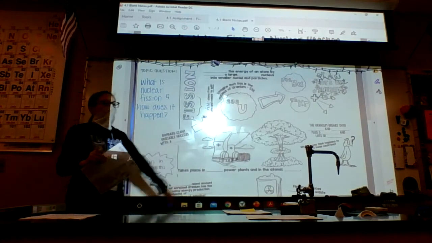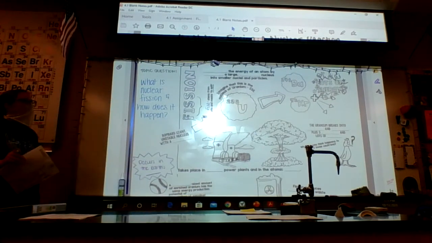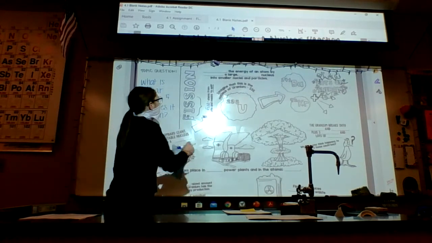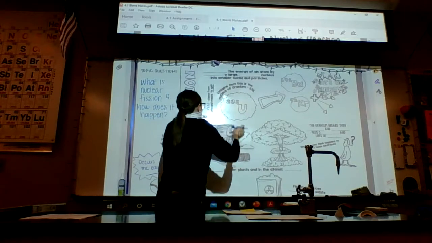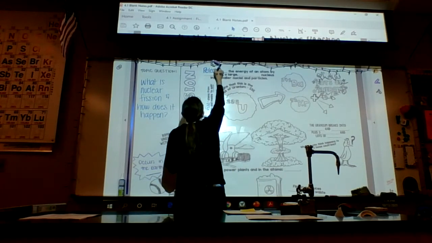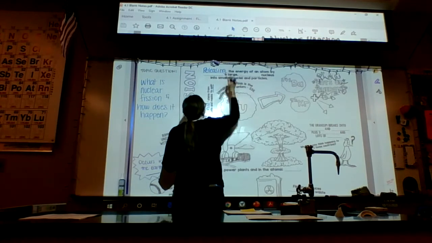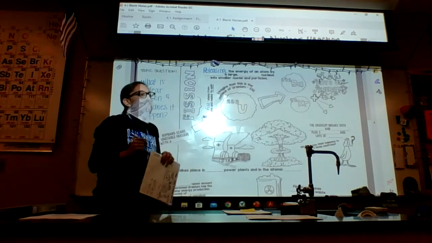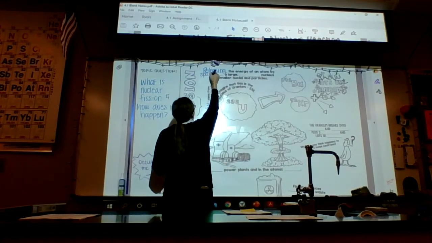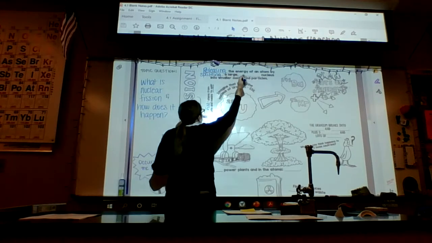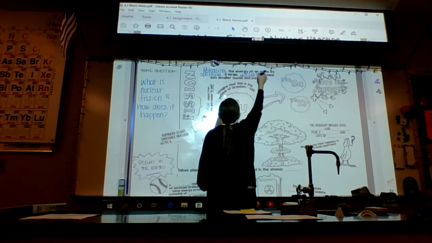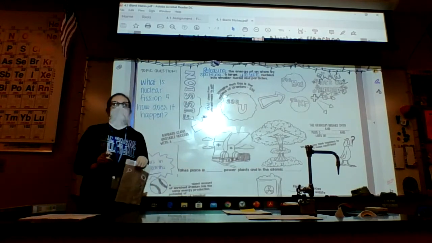Fiss. F-I-S-S. Alright, so fiss means to split. Now let's look at the definition of fission. So this is going to be our definition of fission. Fission is releasing the energy of an atom by splitting a large unstable nucleus into smaller nuclei and particles.